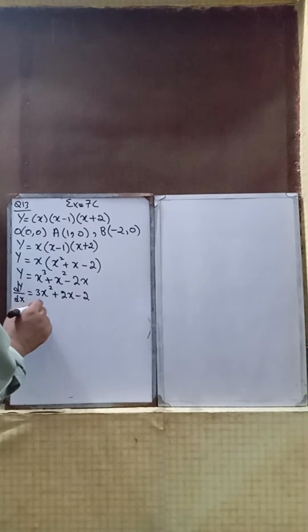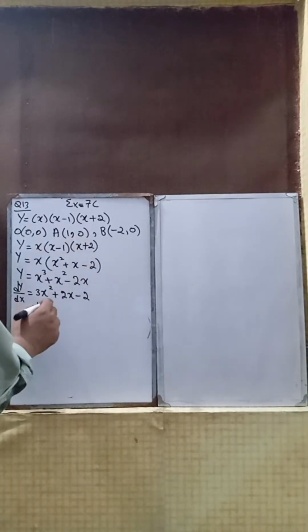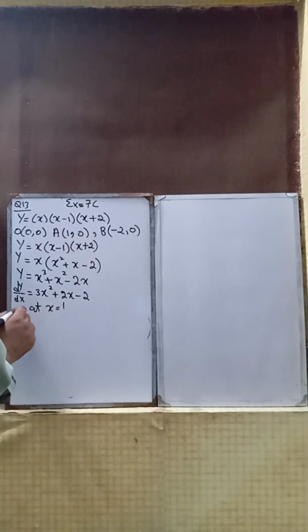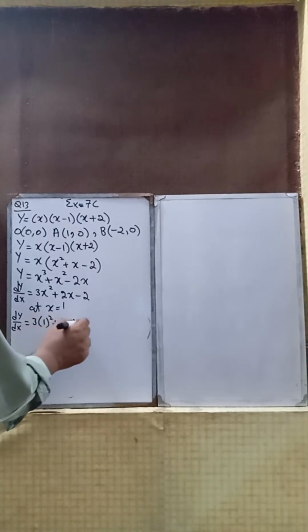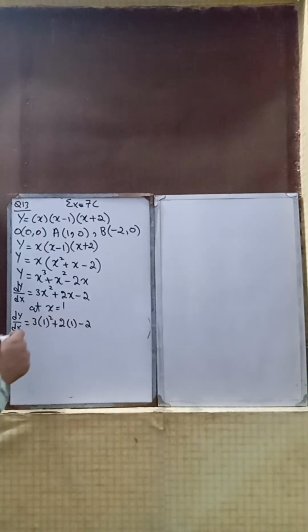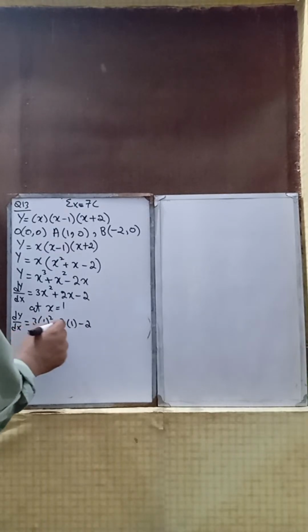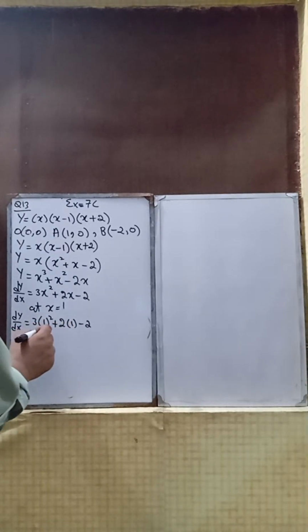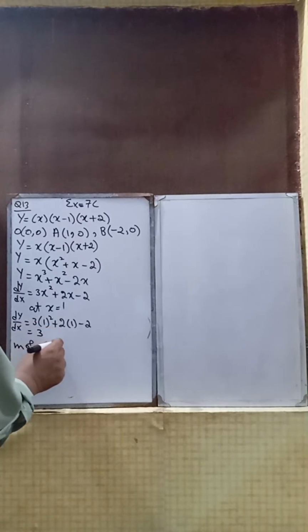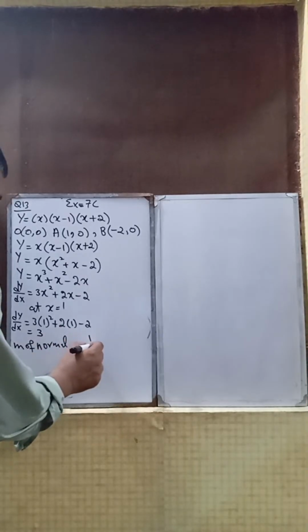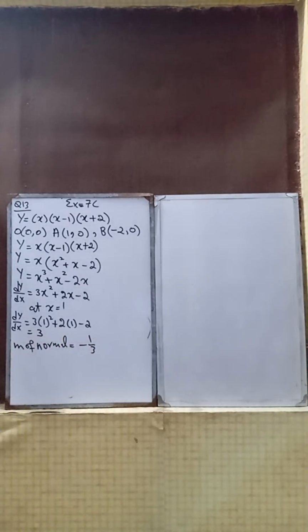So at x equals to 1, the dy by dx will equal 3 into 1 square plus 2 into 1 minus 2. And you will have 3 plus 2 is 5, 5 minus 2 is 3. So the gradient of the normal will be minus 1 by 3. Take the reciprocal of it and change the sign, because the normal is perpendicular to the tangent.